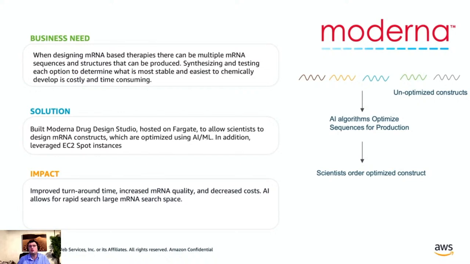It's not just a pure AI algorithm. Scientists are doing their work leveraging AWS infrastructure and also leveraging AI in that context. Here also, I want to note a point, which is they're using EC2 spot instances, which allow them to essentially spin up infrastructure as needed at a lower cost.